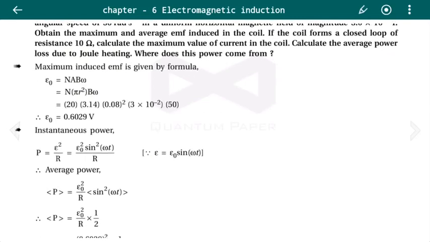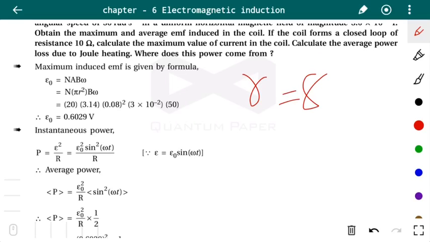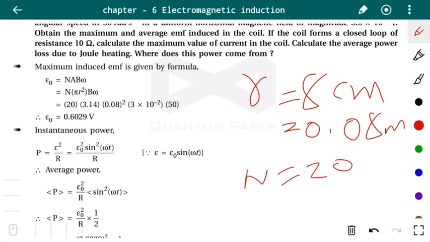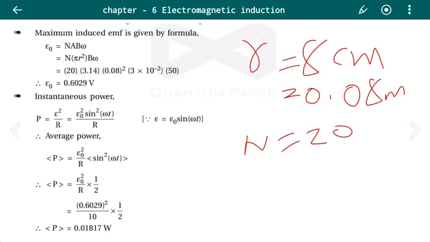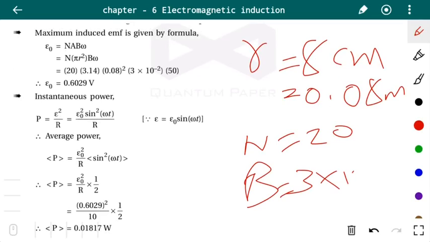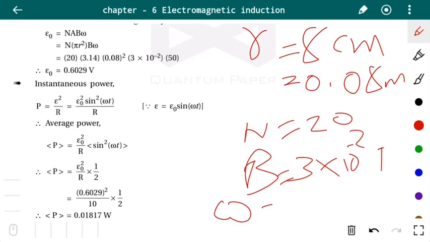Here we are having the radius of 8 cm, that is equal to 0.08 meter. We are having number of turns, that is 20. The magnetic field is 3 into 10 raised to minus 2 Tesla, and angular speed that is 50 radian per second.